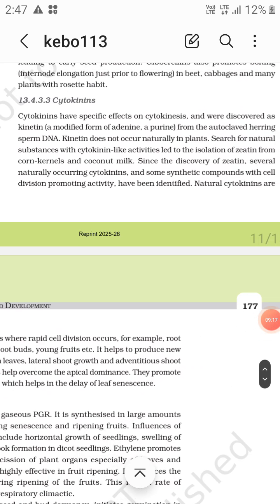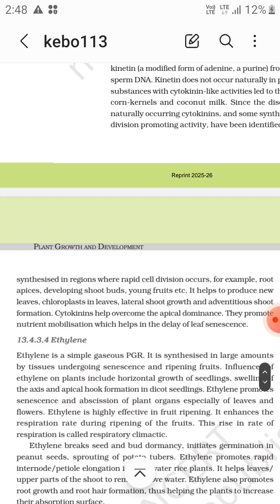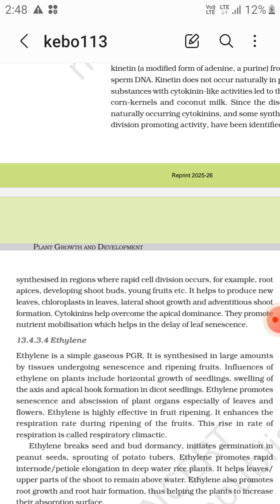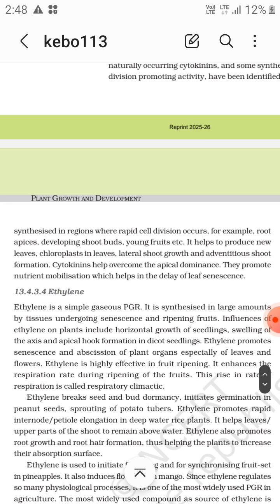Natural cytokinins are synthesized in regions where rapid cell division occurs. For example, root apices, developing shoot buds, young fruits. Not the shoot apical meristem, but root apices. Now it helps to produce new leaves. Cytokinins help to produce new leaves and chloroplasts in leaves, then lateral shoot growth and adventitious shoot formation.